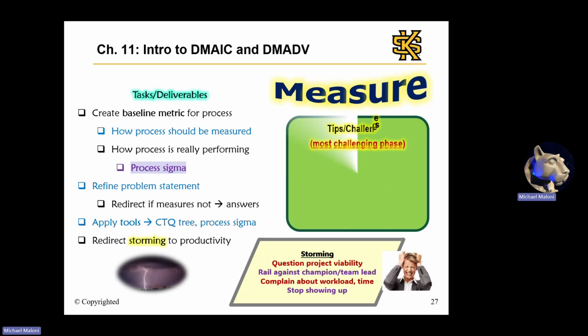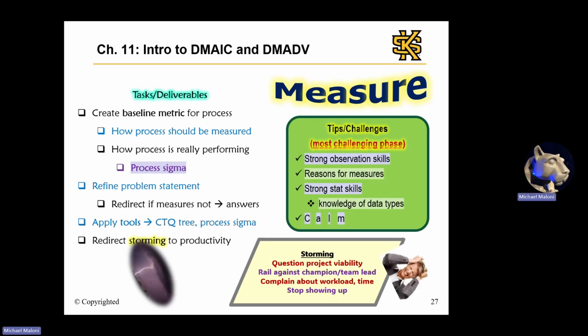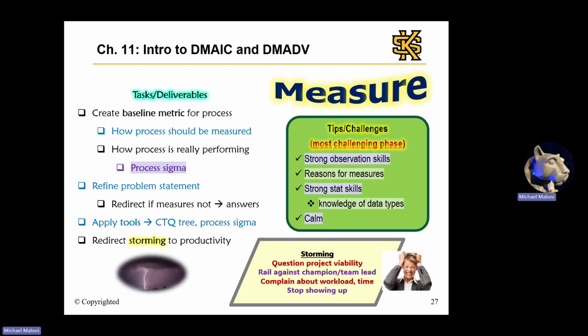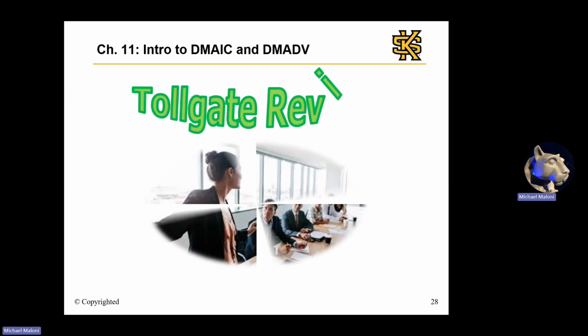So as tips and challenges, the entire team needs strong observation skills, and they should understand the reasons for the measures. The team also needs strong statistical and analytical skills, as well as knowledge of different data types. And they can rely on the Six Sigma leader for help when needed here. Finally, the project leads can demonstrate a calm approach as the team encounters storming. And again, at the end of the measure step, we'll have another toll gate review.